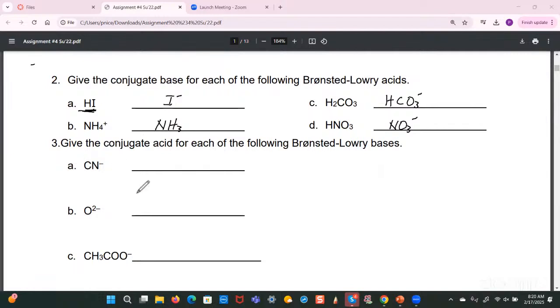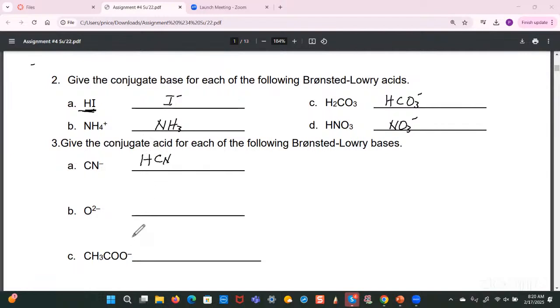Okay, let's look at number 3. Now number 3, it's the opposite. They're giving you some bases, and you're asking yourself to determine what the formula for the conjugate acid is. So basically, you're asking yourself, what is formed when H plus is added to it, right? So let's start off with CN minus. What is formed when you add a proton to it? HCN.